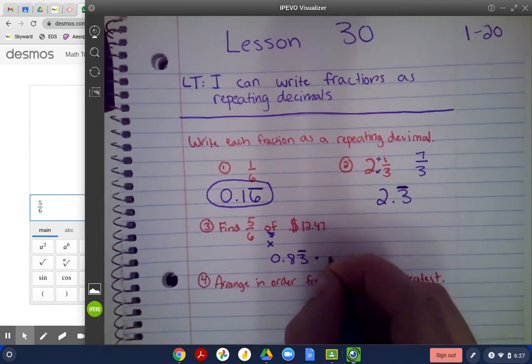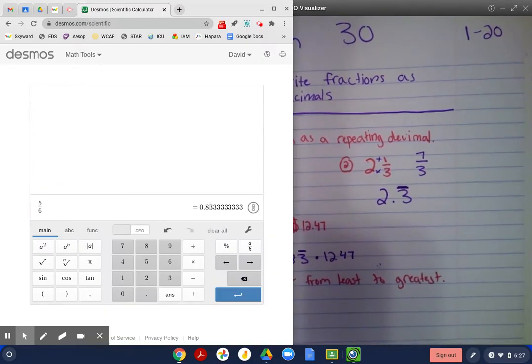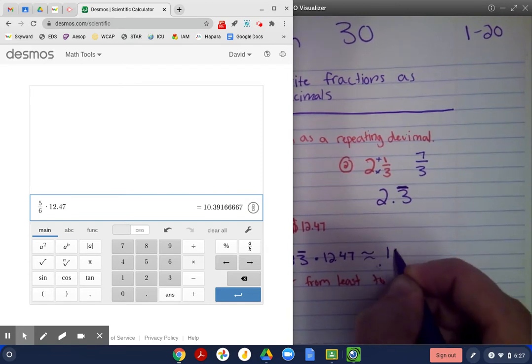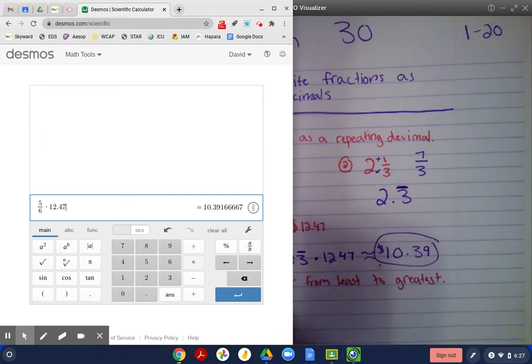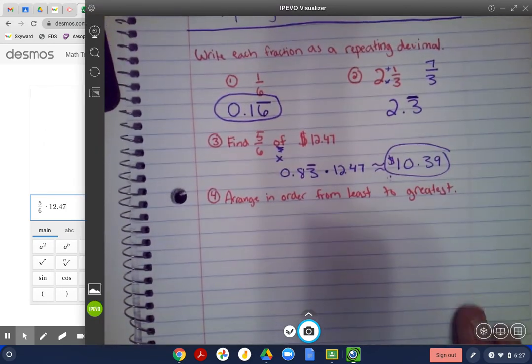We're going to multiply that by 12.47. So 5/6 times 12.47, and that's going to give us about $10.39, which is reasonable. Sorry, I'm shaking my table so much.